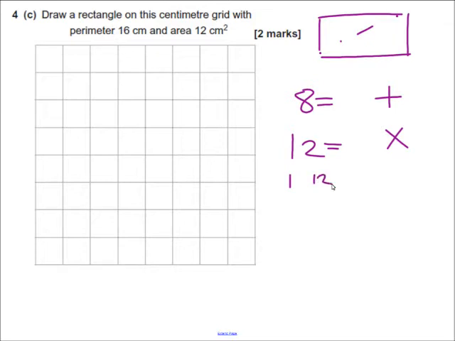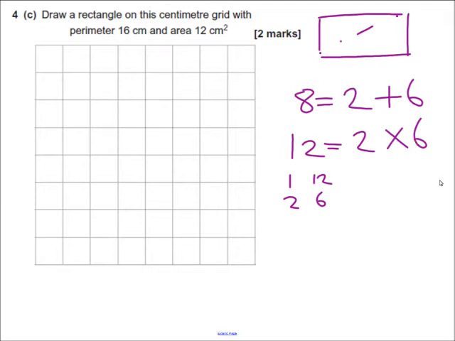1 and 12, well no, when I add them together I get 13. 2 and 6, well when I add them together I get 8, and when I multiply them I get 12. So that's my answer. When I add 2 and 6, I get my perimeter for half of my rectangle of 8, and when I multiply them together, 2 times 6 gives me the area I'm looking for, 12. So I need to draw a rectangle of 2 centimetres by 6 centimetres.